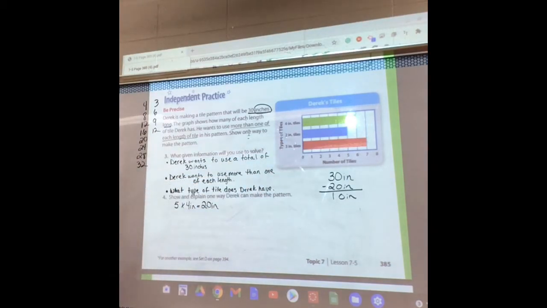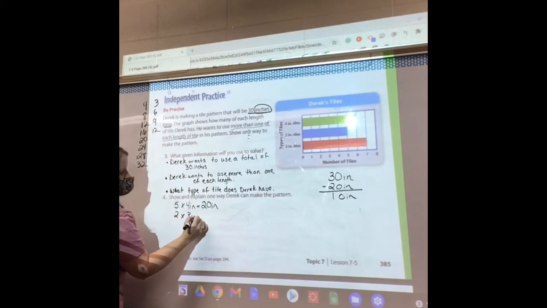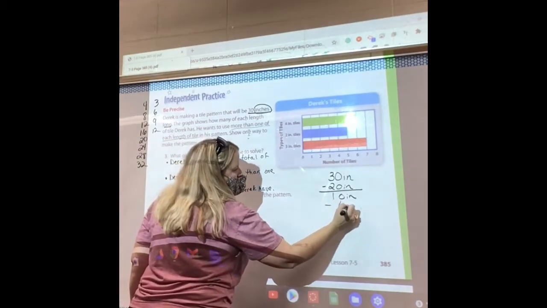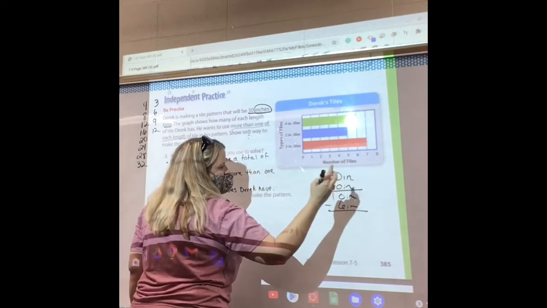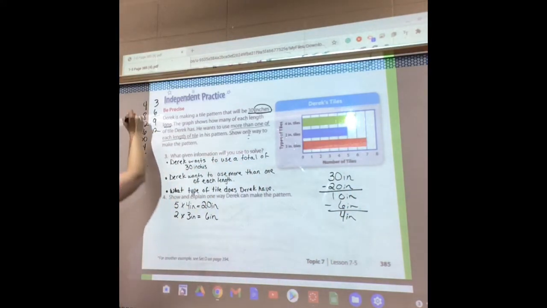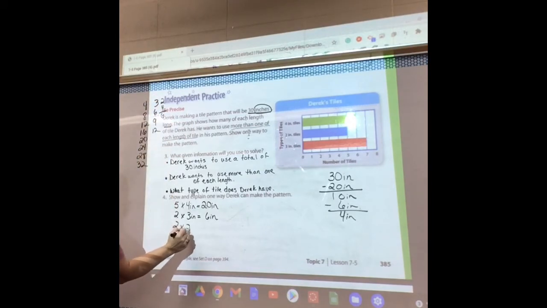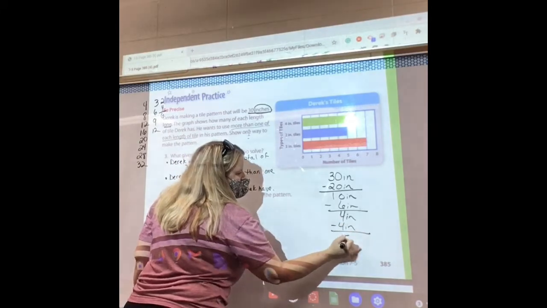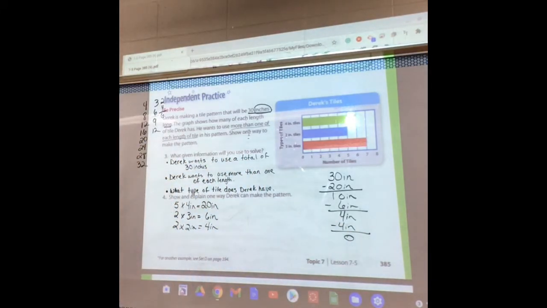So let's try 2 of our 3-inch tiles. So that gets us to 6. Count up, 7, 8, 9, 10, that gives you 4 inches. Okay, and then we know 2, 4, 6, 2 times 2 inches would equal 4 inches. And that gets us to 0. That means we've made it.